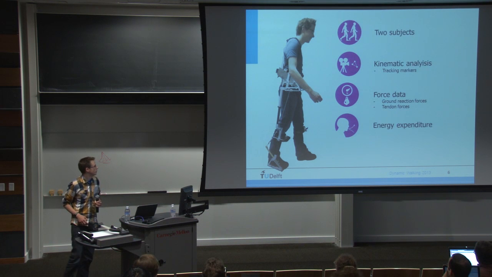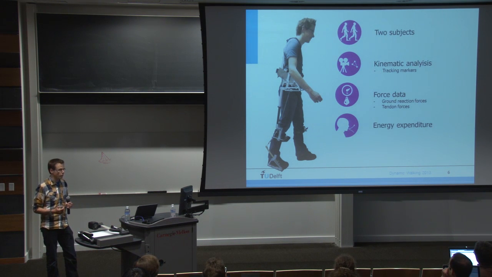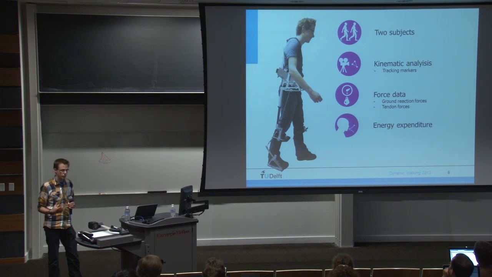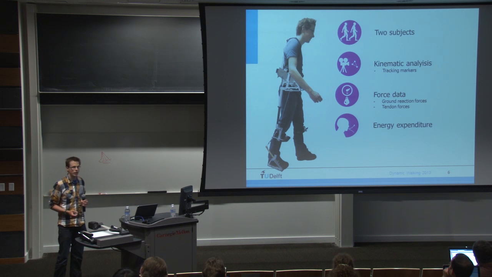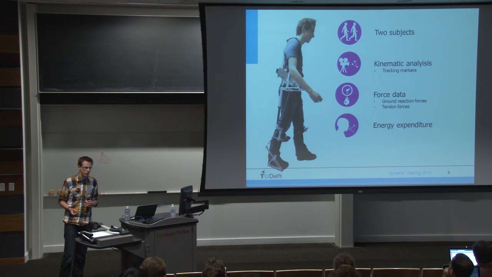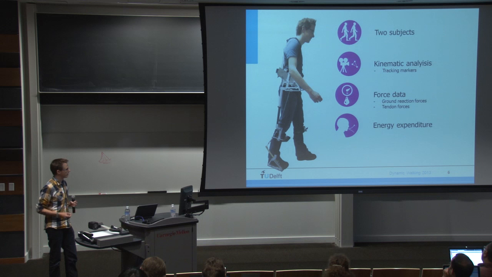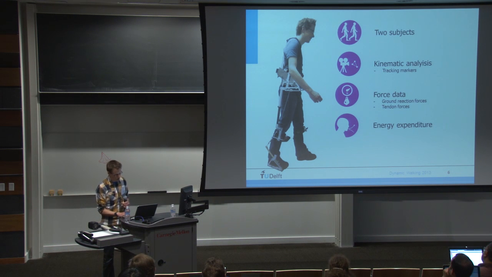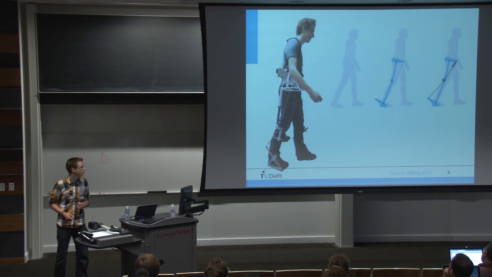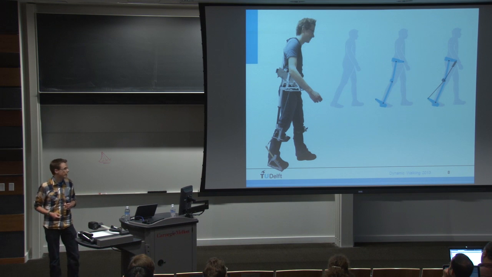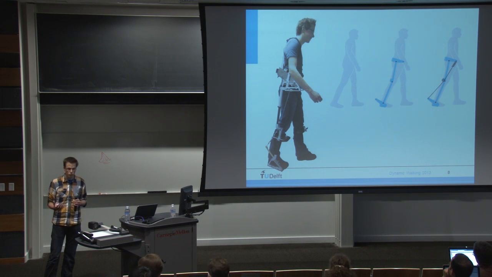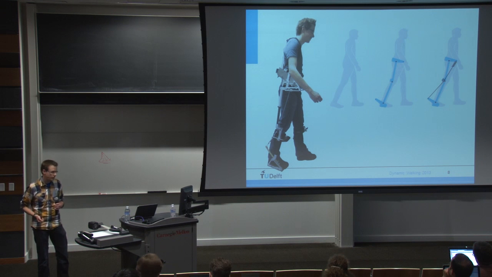Here you can see me walking in the prototype. We did a small pilot study with two subjects where we recorded optical markers to track kinematics, both of the exoskeleton and on the human. We recorded ground reaction forces and the forces in the tendons, as well as energy expenditure. We worked with three different conditions. One is walking without the exoskeleton. One is walking with the exoskeleton, but not with the springs attached. And one is walking with the springs attached, which would be the most efficient way of walking.